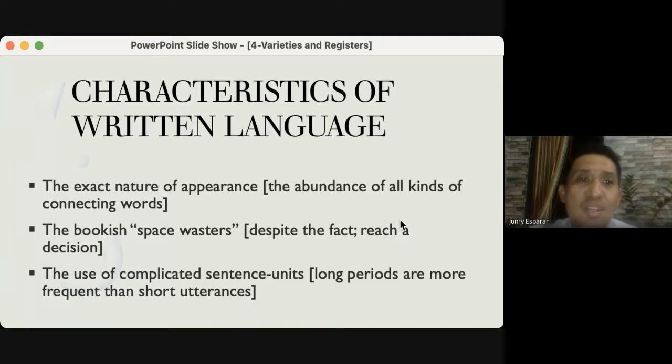The bookish say space wasters. So, despite the fact, reach a decision. So of course you have to also use these. And the use of complicated sentence units, long periods are more frequent than short utterances, as mentioned here. Okay, long periods are more frequent than short utterances.